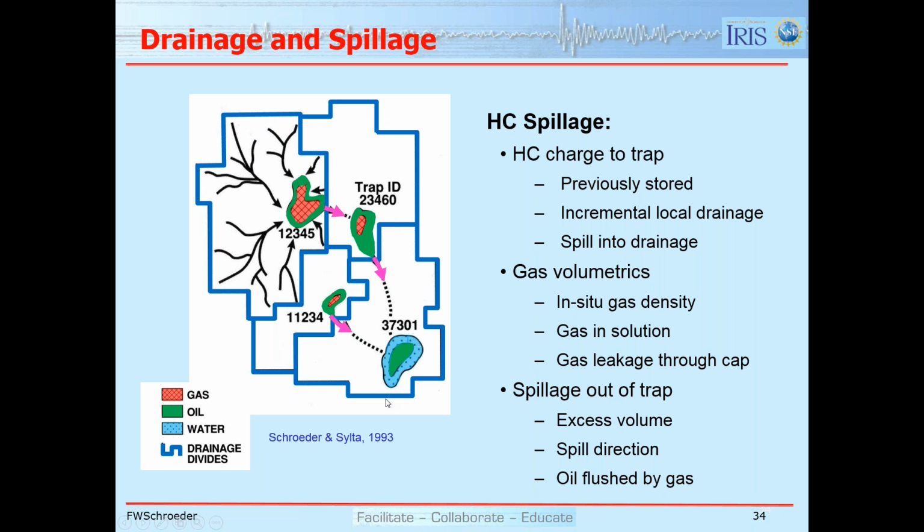This particular polygon, the source rock is immature, so we have no local generated hydrocarbons. And so whatever gets into trap 37301 is going to be spilled. And we can get spilled oil from this direction, and we can also get spilled oil from this direction.